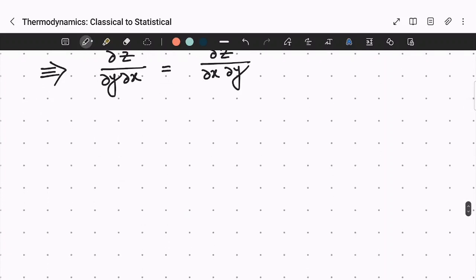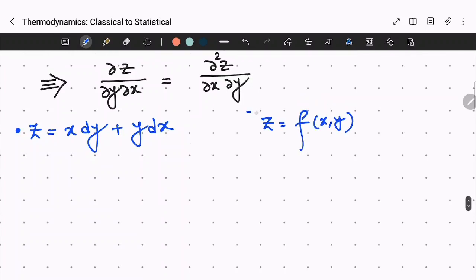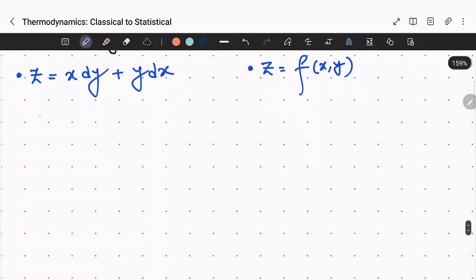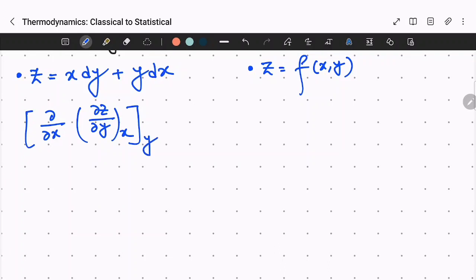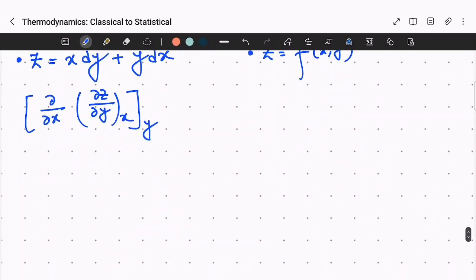So now we have to check what we have asked to check, that z is given as x dy plus y dx. First, we have to see that z is a function of x and y. So we have to check whether z is an exact differential or not, and for that we have to check this relation. First, we have to evaluate the left hand side. Sorry, this is the right hand side, and it does not matter. You have to check both sides.